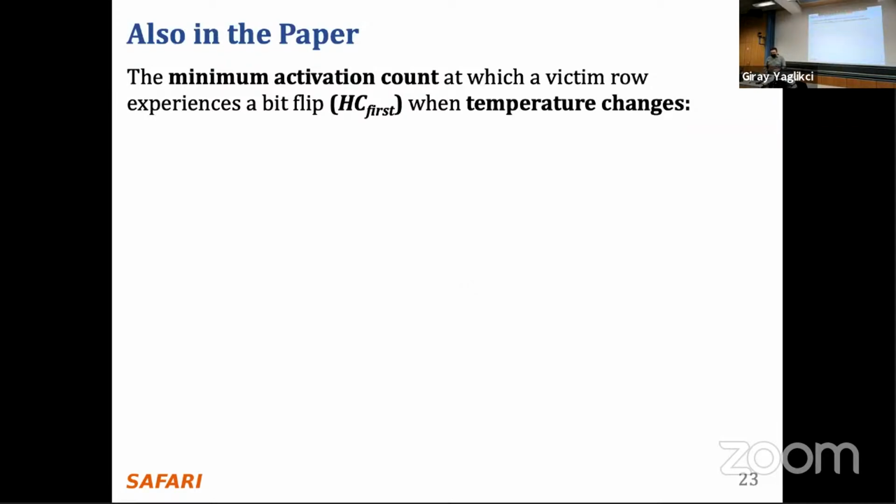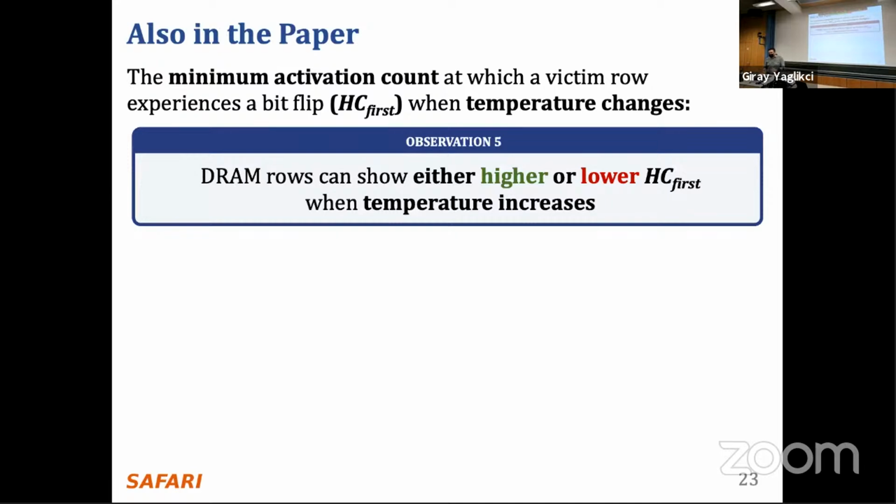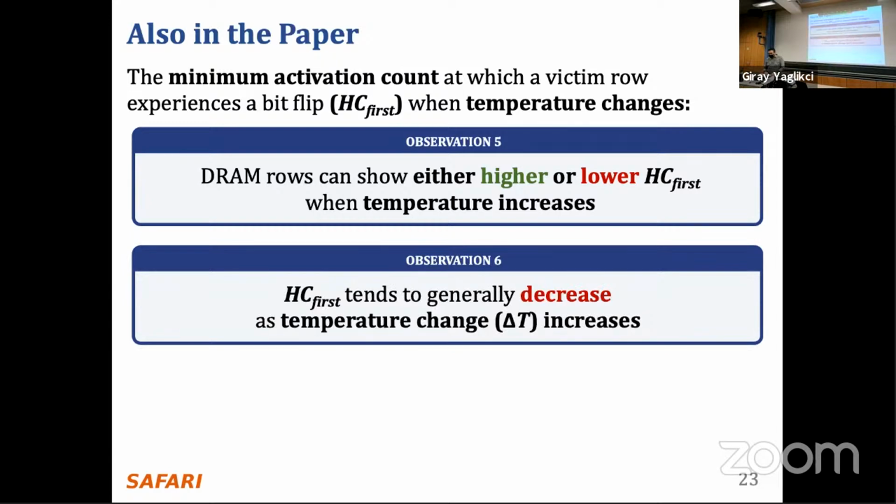In the paper, we also elaborate on this temperature analysis more, and we provide three more observations. The first one is DRAM rows can show either higher or lower HC first values when temperature increases. And HC first, or the minimum hammer count that you need to induce a bit flip, tends to generally decrease as temperature range increases. This is similar to bit error rate, right?